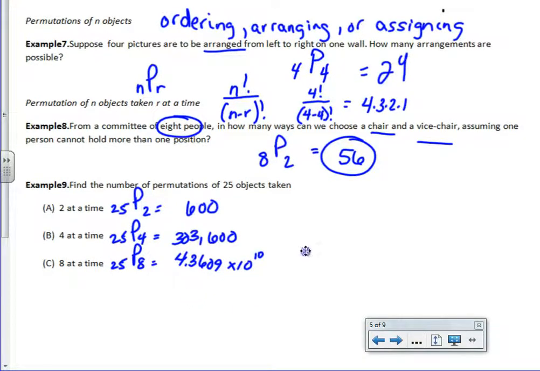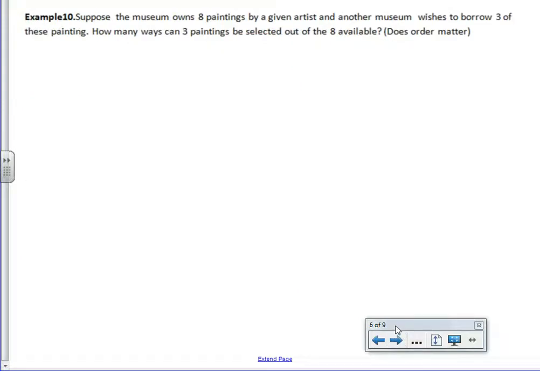Essentially what's happening, if I follow my formula, is 25 factorial over 25 minus 8 factorial, which would be 25 factorial over 17 factorial. So if for some reason you needed an exact answer, this would do it. You could also say it's 25 times 24, 23, 22, 21, 20, 19, 18, and then stop there because everything after that is going to cancel. But let's not.